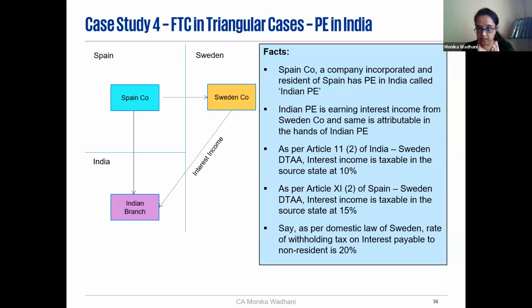Now, say, as per provisions of Article 11.2 of the India-Sweden Treaty, interest income is taxable in the source state at 10%. And say, as per Article 11.2 of the Spain-Sweden Treaty, interest income is taxable in the source state at 15%. And say, as per domestic law of Sweden, the withholding tax rate is 20%.